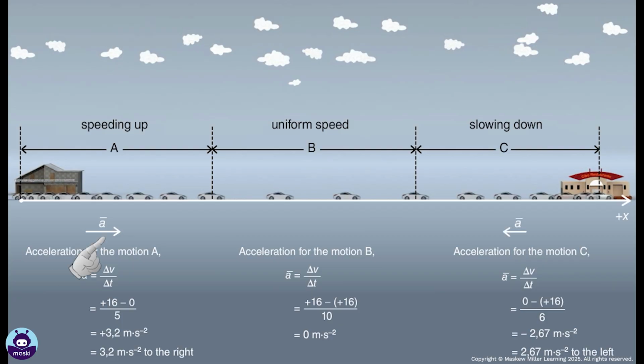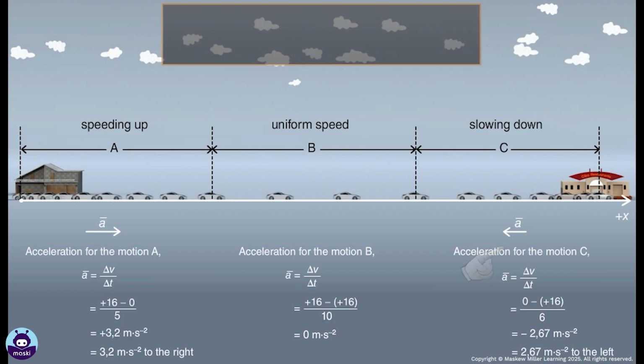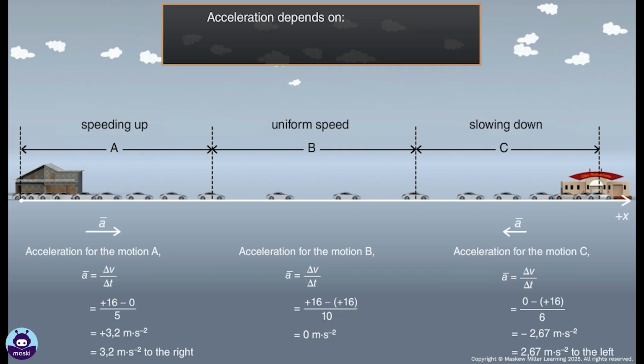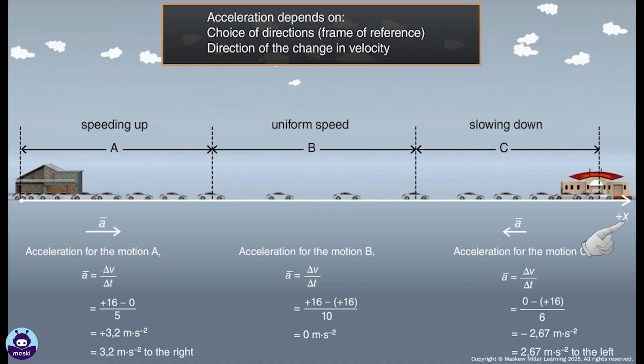We see that the acceleration for motion A is positive, that for B is 0, and that for C is negative. Since acceleration is a vector, positive or negative acceleration depends on our choice of direction. It also depends on the direction of the change in velocity. For motion A, since the direction to the right is positive, the acceleration is positive, and the velocity of the car is also positive, directed to the right.